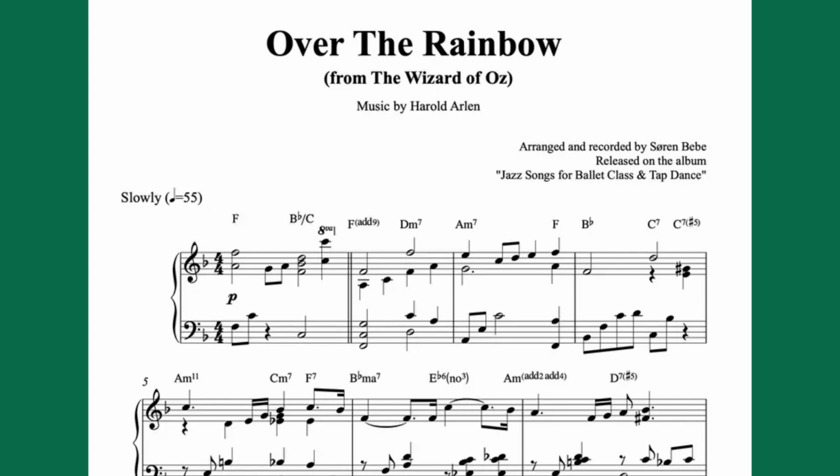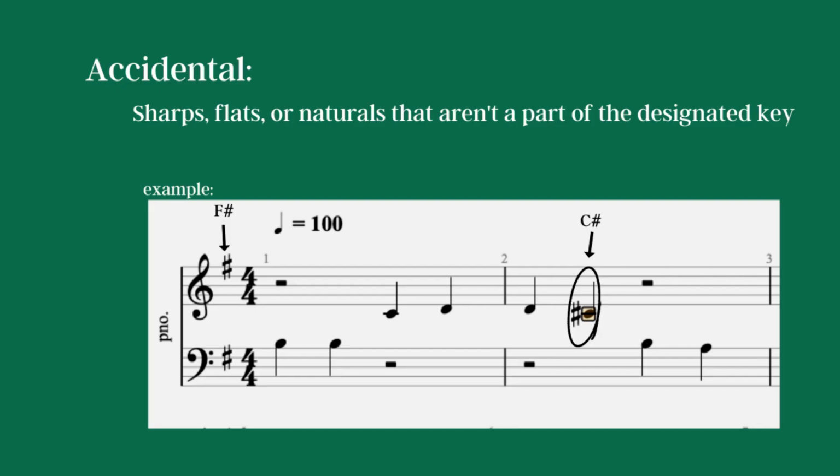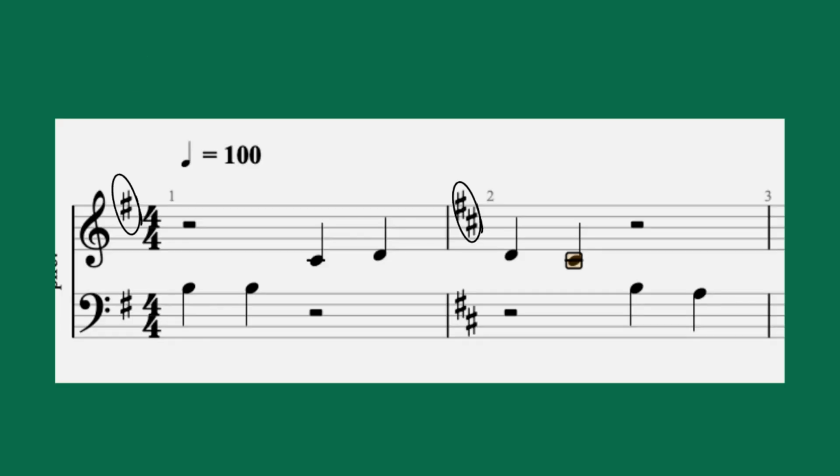You can change a single note in a measure by adding an accidental. The term accidental in music refers to sharps, flats, or naturals that aren't part of the designated key. However, that note with an accidental would automatically revert back to the original key signature in the very next measure. Otherwise, you'd need to write the accidental in again, or designate a whole new key signature if you want to have a key change.